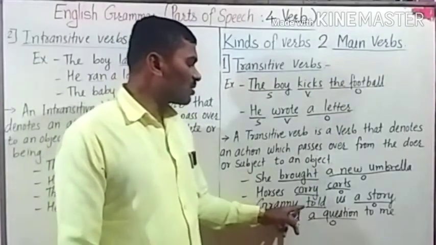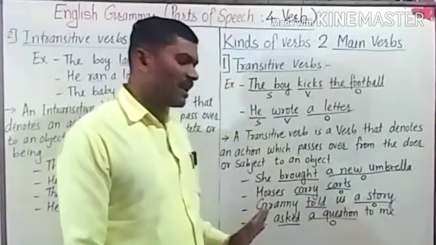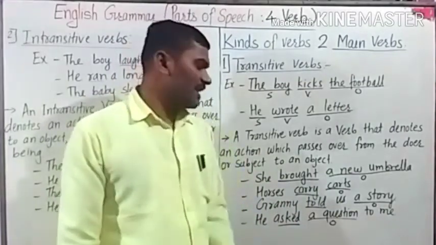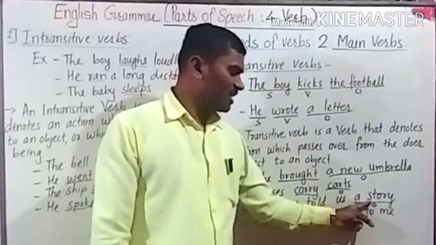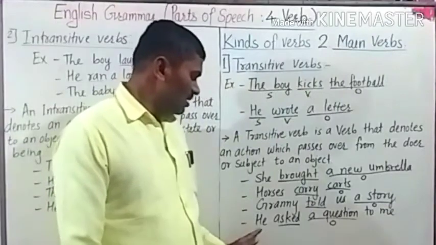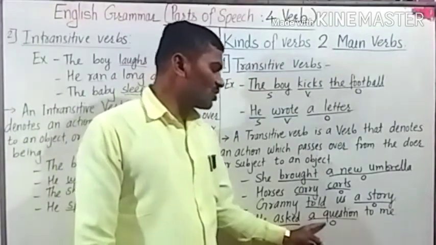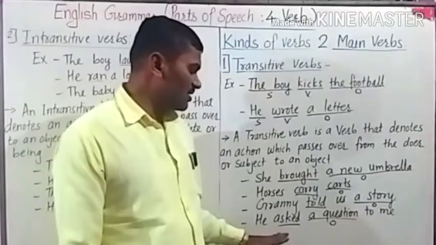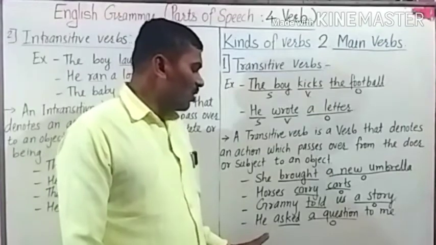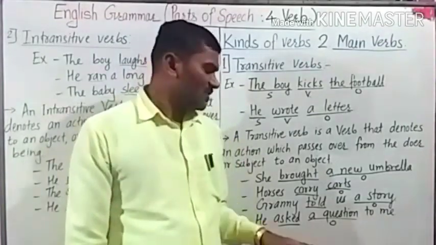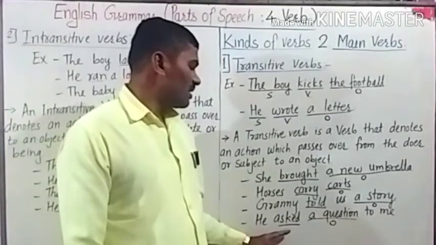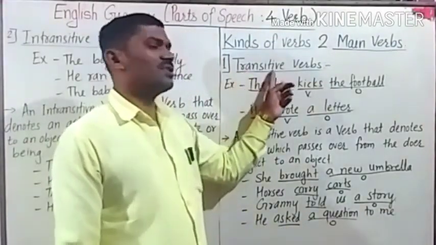Third, Granny told us a story. If we ask the question, what did Granny tell us? We get its answer, a story, as an object. So this verb told is a transitive verb. Next, he asked a question to me. Now let's check, is it a transitive verb or intransitive? What did he ask to me? We get its answer, a question. So this verb asked is a transitive verb.